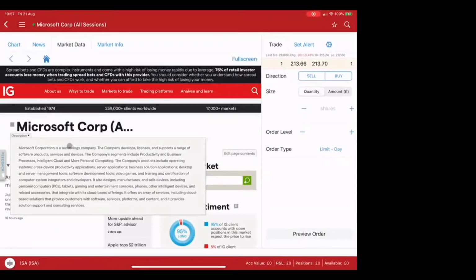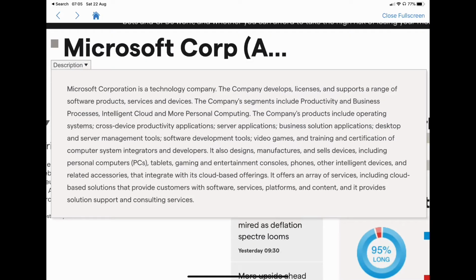In this case, Microsoft is a technology company that develops and licenses software, and the company's products include operating systems, cross-service. We know what Microsoft does. It's an easy one, so I will not need to read through everything. It's a household name, but it's good sometimes to read: tablets, gaming, entertainment, consoles, phones, intelligent devices. You can see a whole spectrum of what they do here.